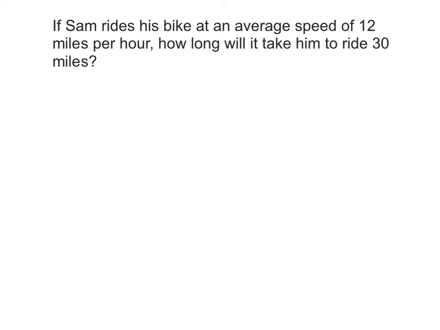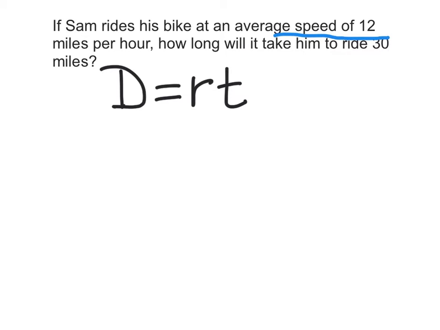All right, next example. If Sam rides his bike at an average speed of 12 miles per hour, how long will it take him to ride 30 miles? So let's start with our formula. Distance, d, equals rate, r, times the time, t. Now let's identify what we're given. We're given the average speed, or the rate, that's 12 miles per hour. So that will go in place of r. We're also given the distance. He's going to ride 30 miles.